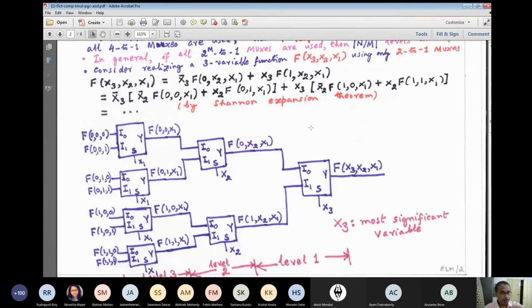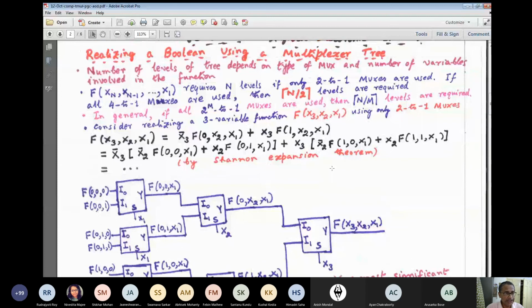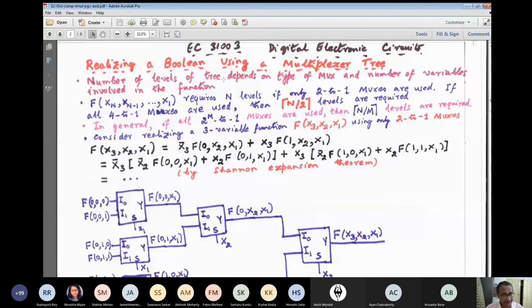That means 2 to the power n input conditions will be there, and for each of the 2 to the power n conditions, the function value can be either 0 or 1. So the exhaustive number of functions possible for n variables is 2 to the power 2 to the power n. If you have only one variable, it will be 4: x, x bar, 0 or 1. Similarly, for two variables there can be AND, OR, NAND, NOR, exclusive OR, exclusive NOR, then there can be implication. We'll discuss later.